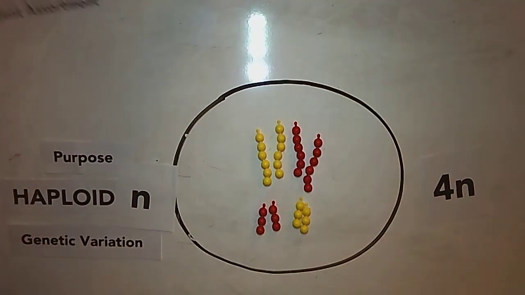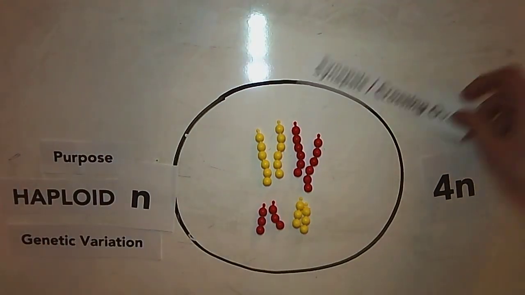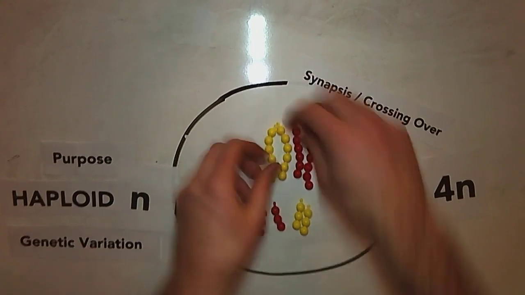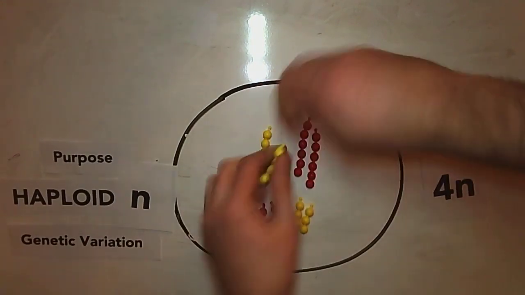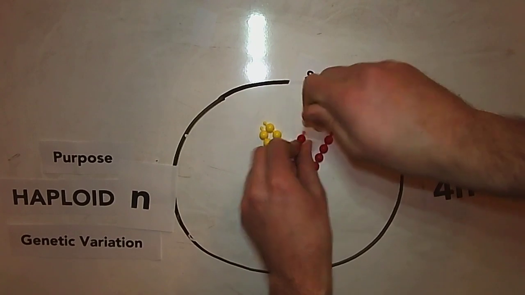So this independent assortment is going to help create this genetic variation in this case. Okay. The next thing that happens is this thing called crossing over, or synapsis. So while the chromosomes are lining up, some of them are actually going to swap parts. So now you're really mixing things up.